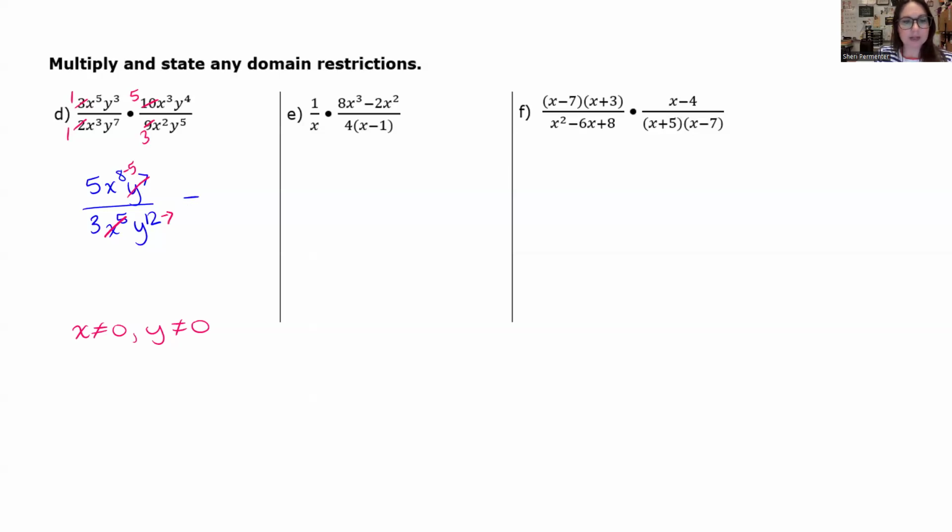And now I'm going to rewrite it. So in the numerator, I'm going to be left with 5 x to the 3rd, since 8 minus 5 is 3. And in the denominator, I'm going to have 3, and then 12 minus 7 is what? 5. I am fully simplified and I know my restricted values.